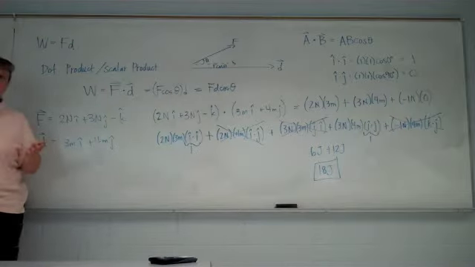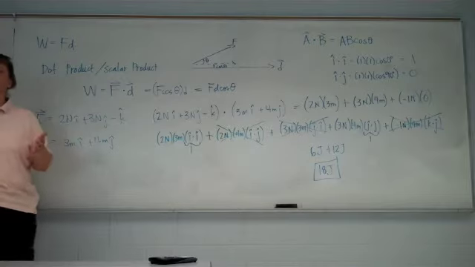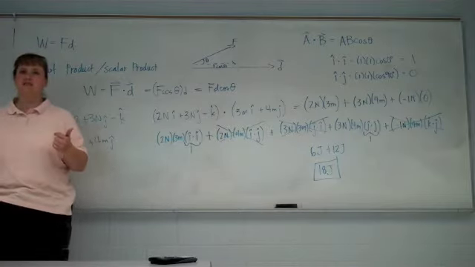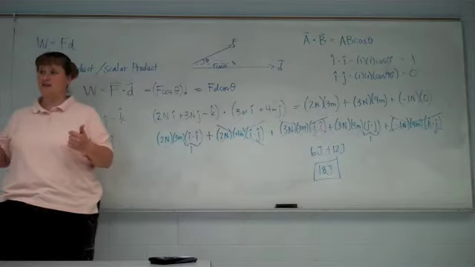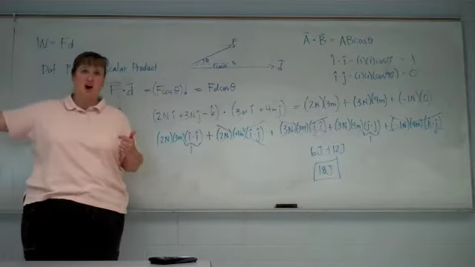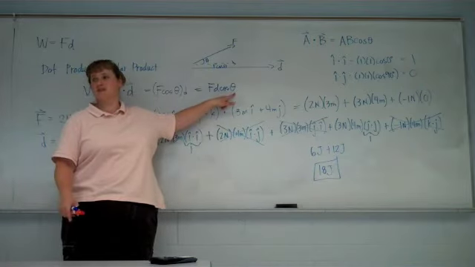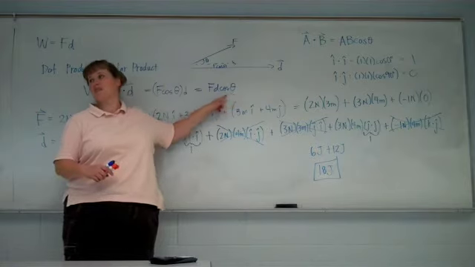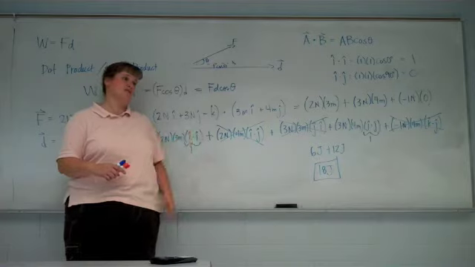So technically, that's what we were doing. The examples we did with work, we were technically doing the dot product. You just didn't know it yet. The whole reason the work done by friction was negative, why we put a negative sign on it, is because the friction was always opposite the displacement. The angle between the friction and the displacement was 180 degrees. That's where, mathematically, the negative sign comes from. Okay? It's because of the cosine of 180.